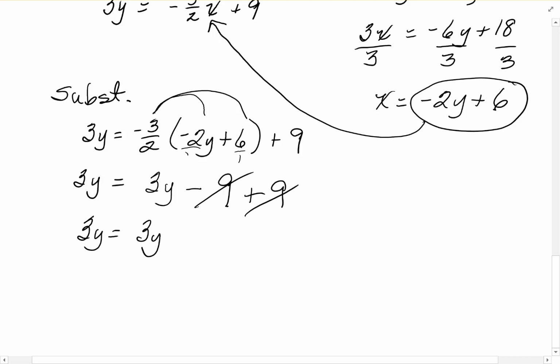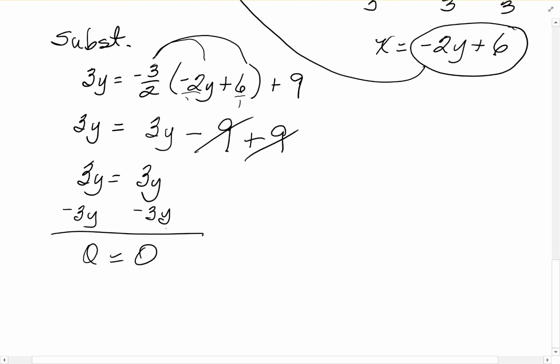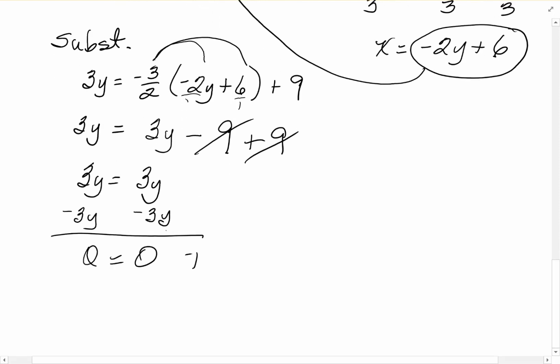Now, remember that you might be tempted to divide by 3, but don't do that. You need to get all your y's on the same side. So if you subtracted 3y to eliminate it from the right, and you did that on the left, you end up with 0 equals 0. The variables are gone. But this is a true statement, so this has infinite solutions.